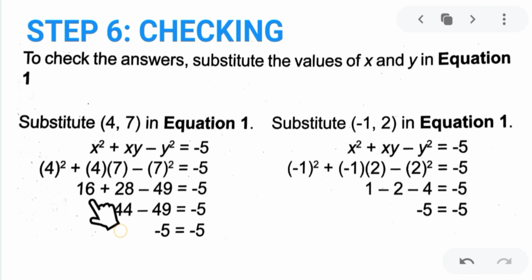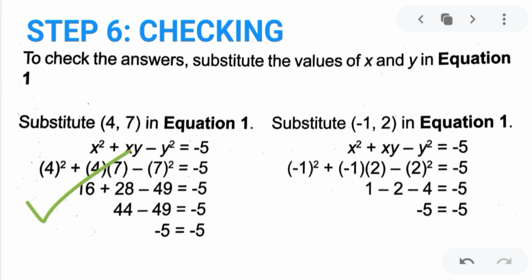4 squared is 16. 4 times 7 is 28. 7 squared is 49. Then 16 plus 28 is 44. 44 minus 49 is negative 5. Negative 5 is equal to negative 5. Therefore, the equation here is true.